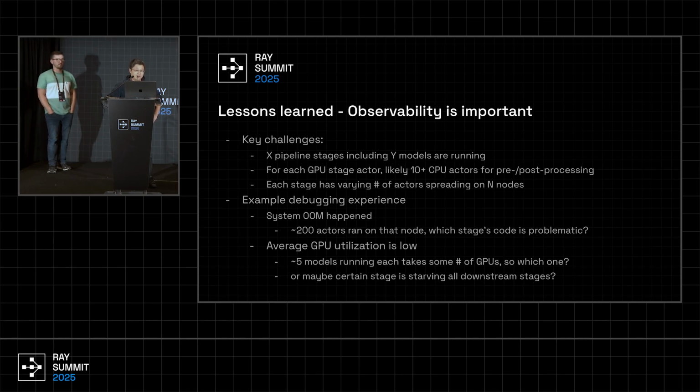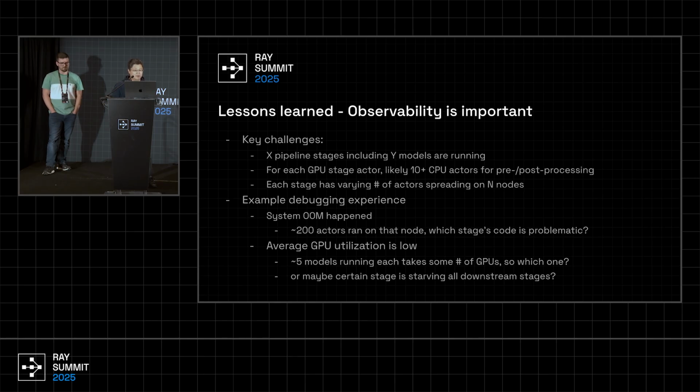Also, because we run so many different actors, I actually had to disable the Ray task and Ray actor metrics coming from Ray, otherwise they blow up my Prometheus instance. Given that, an example of the debugging experience we have faced is a system OOM: one of the nodes goes out of memory and is down.